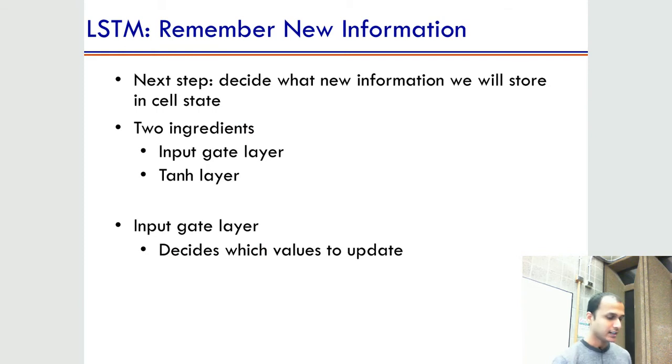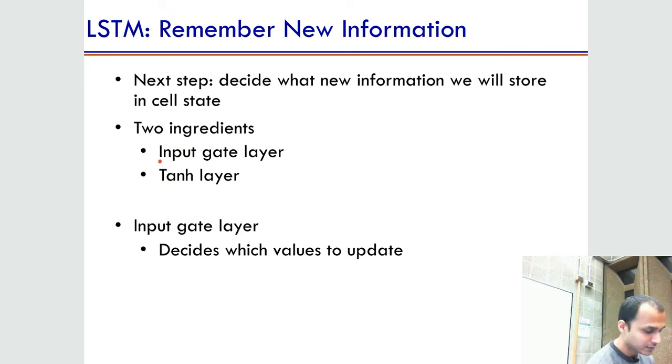Next, we'll decide. Once we've forgotten some information, we're thinking about this modularly. Now we want to add some information. Of course, if you want to add information, there are sources of new information: the previous ht minus 1, as well as some exogenous word. So it's basically the same inputs, but I have to manipulate them such that I can add some information to the cell state, or that vector.